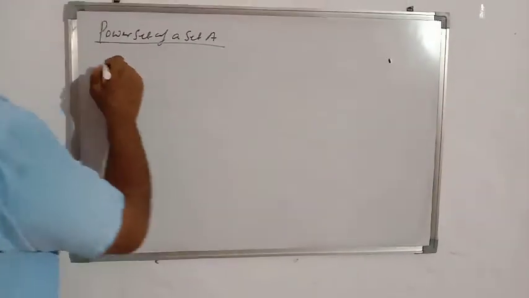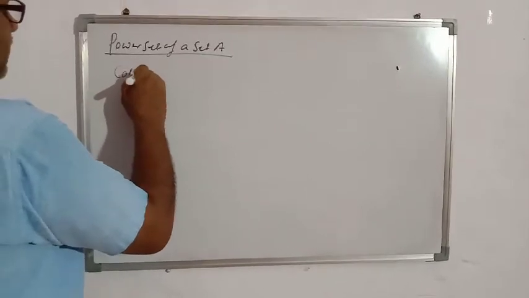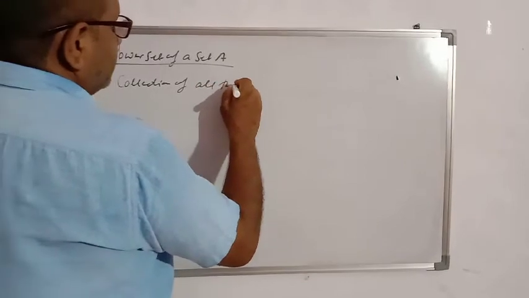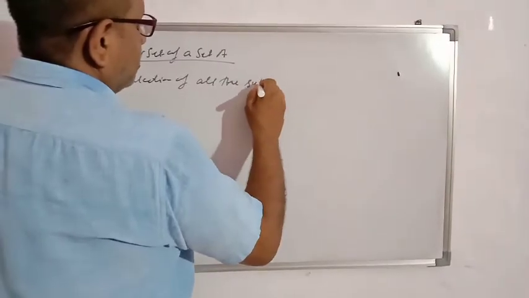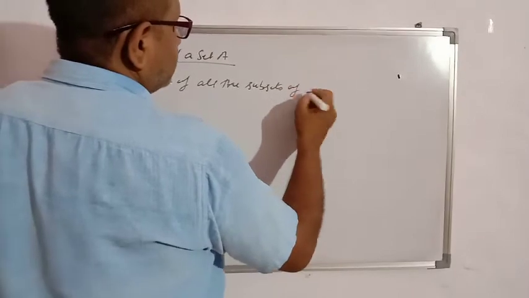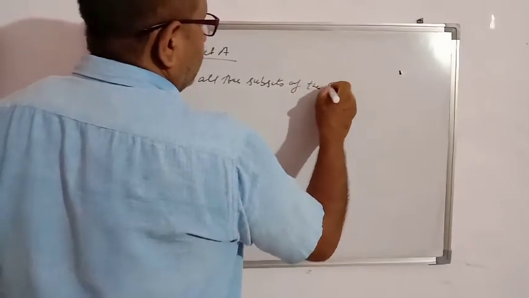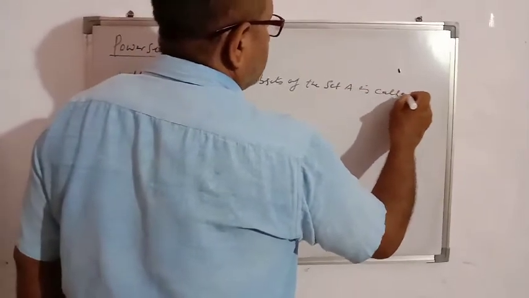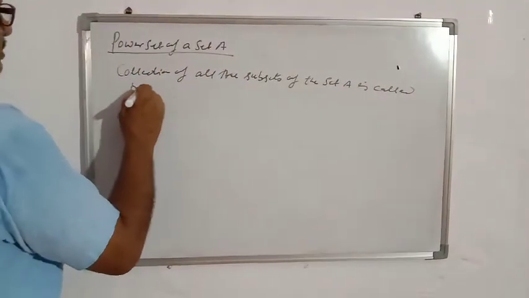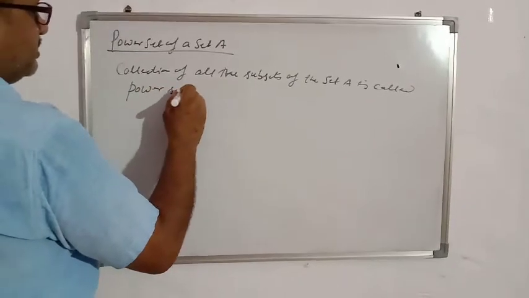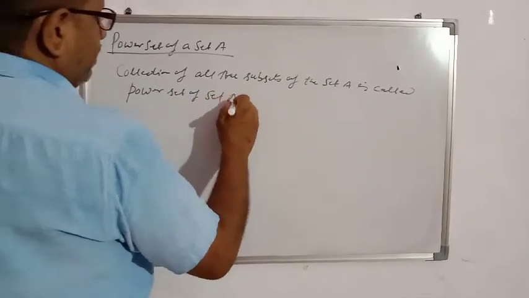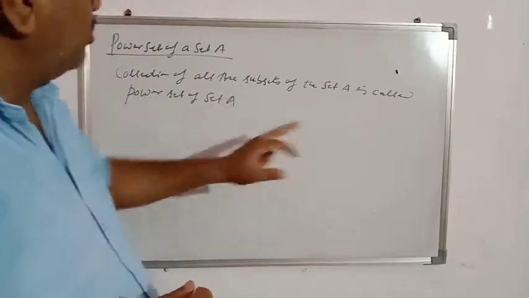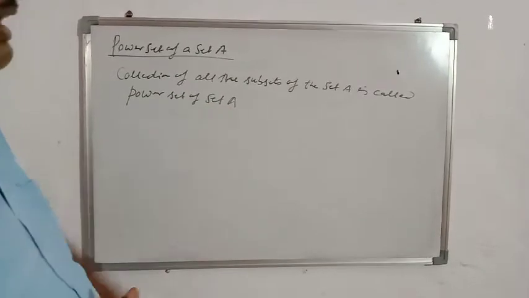Power set means the collection of all the subsets. The collection of all the subsets of the set A is called the power set of set A.